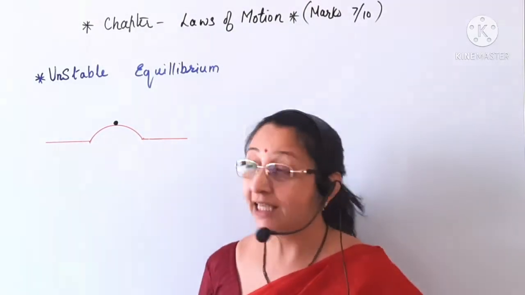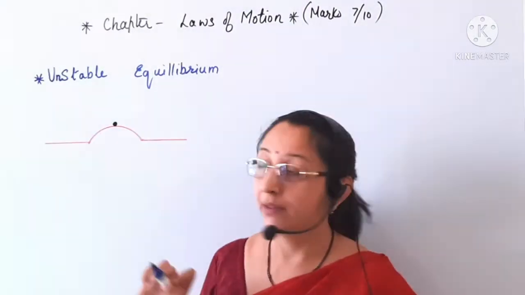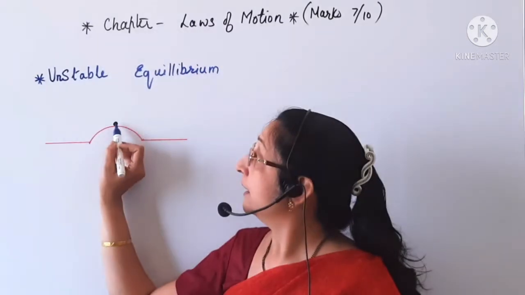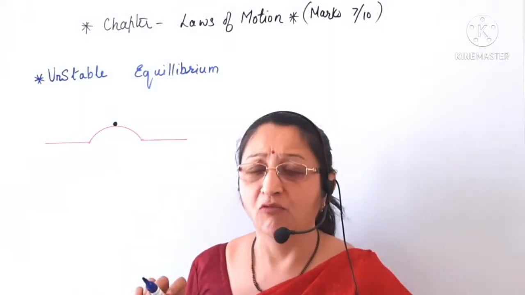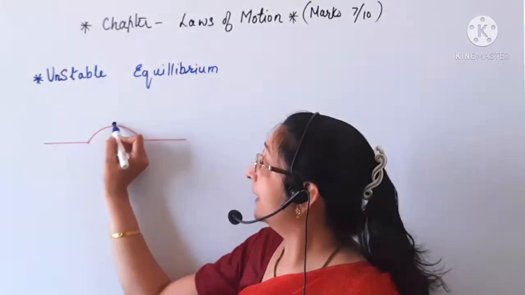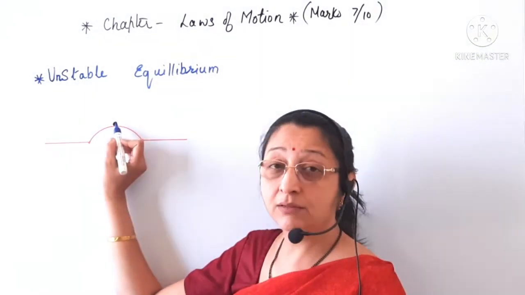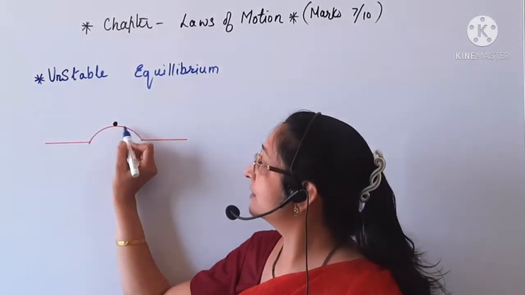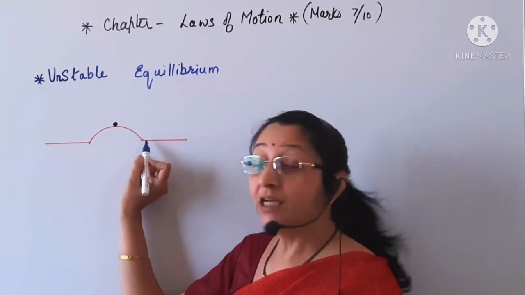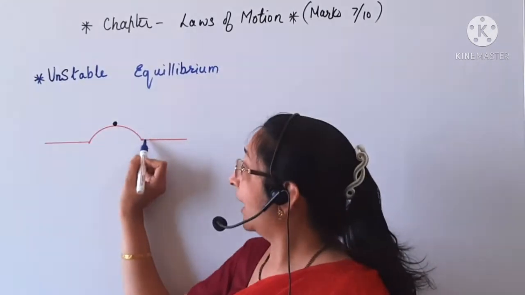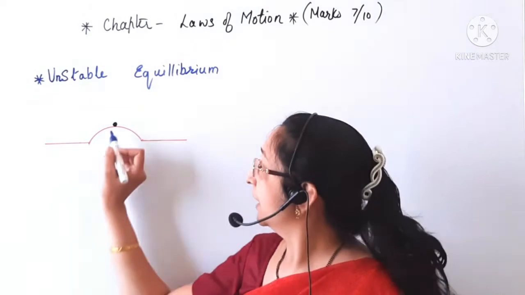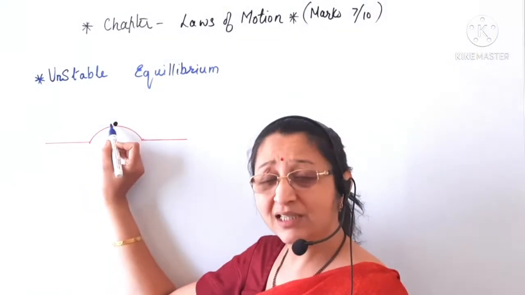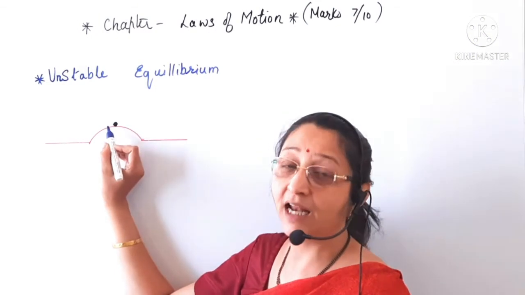Now the next case is unstable equilibrium. Again here is the ball. The ball here is said to be in unstable equilibrium. Why? Because when I disturb the ball from its position, if I try to disturb the ball, then it will never try to come to its original position. It will try to go away. This is its position just now. It is in equilibrium. It is at standstill at this position.